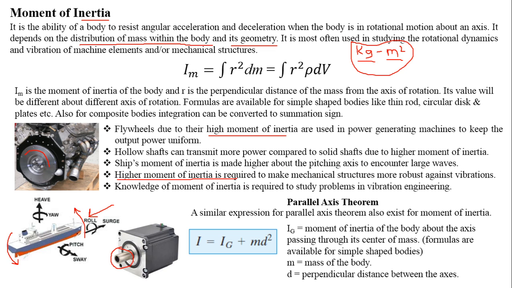Higher moment of inertia is also required to make mechanical structures more robust against vibrations. This is true because the natural frequency, which is a very important parameter of mechanical structures, actually depends upon the stiffness of your mechanical structure divided by the moment of inertia.